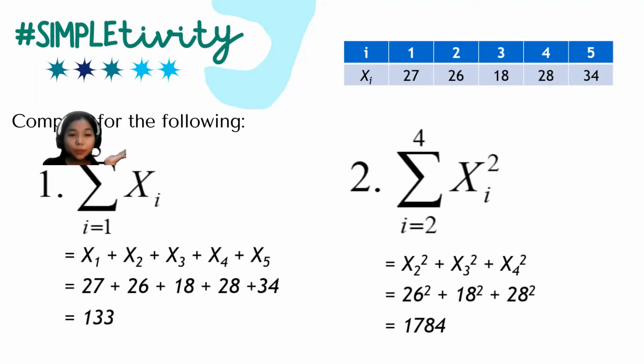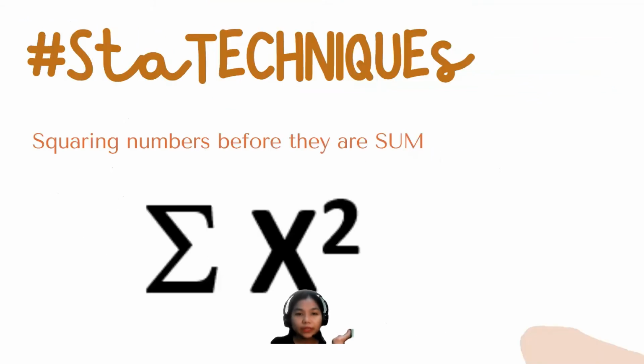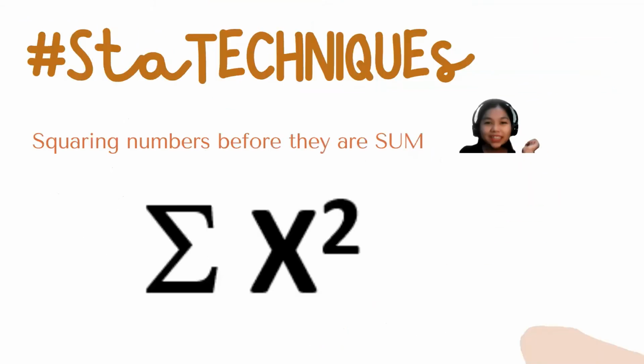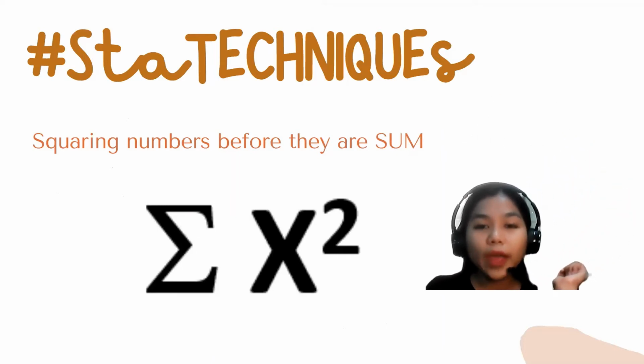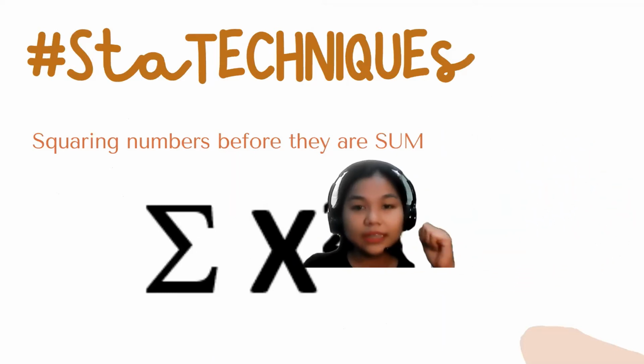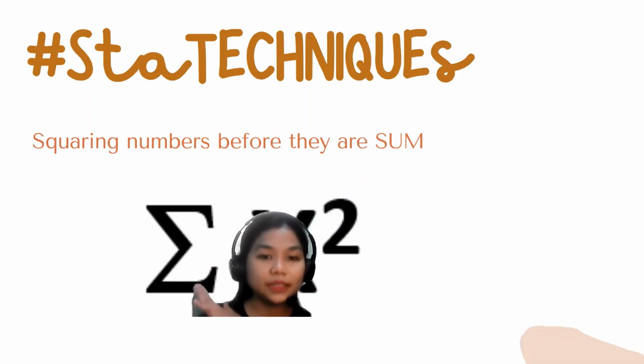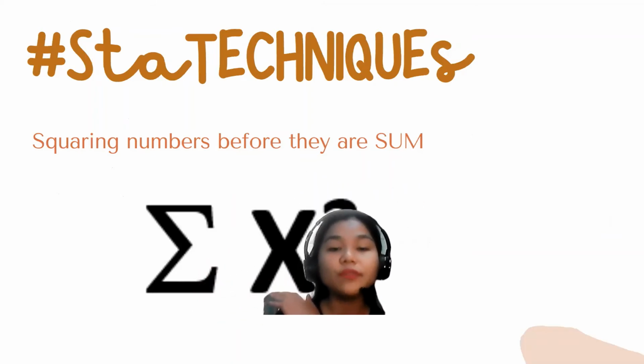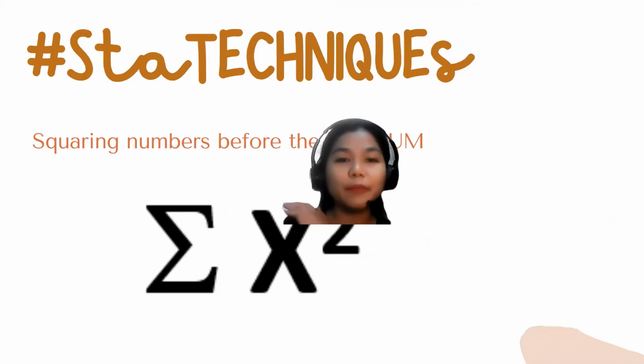This is a simple summation notation, a simple sum of squares. Getting the sum of squares. So let's proceed to our stat techniques. Hashtag stat techniques. Sum of squares is given by this notation. So summation of x squared is the sum of squares.